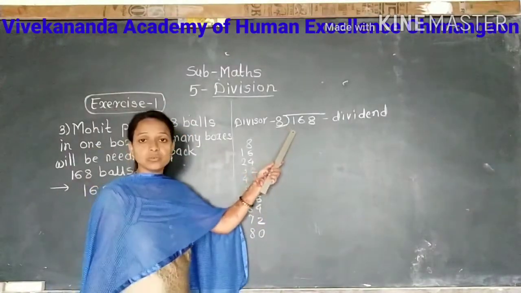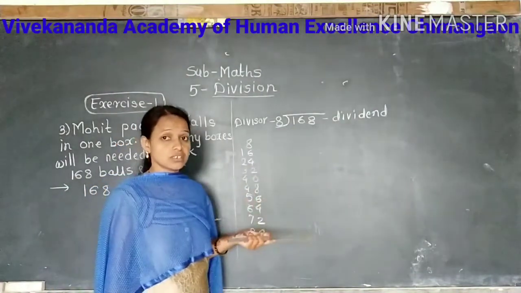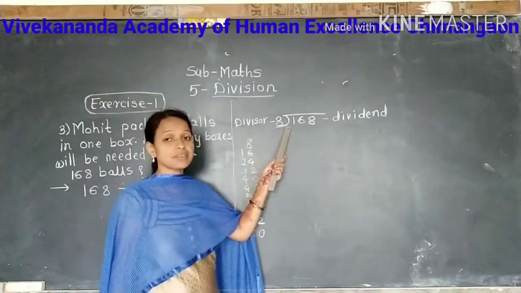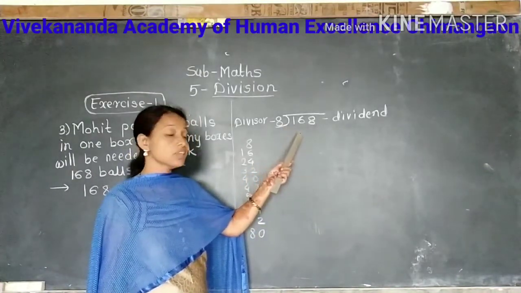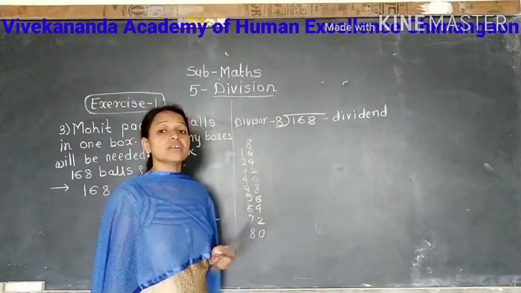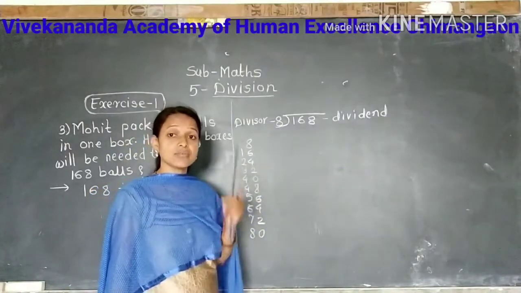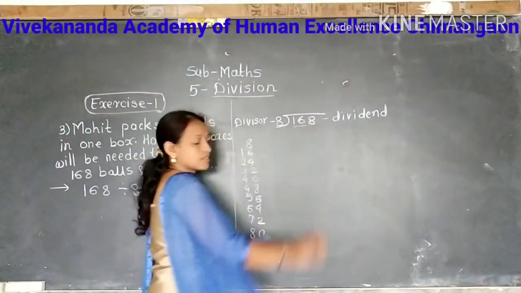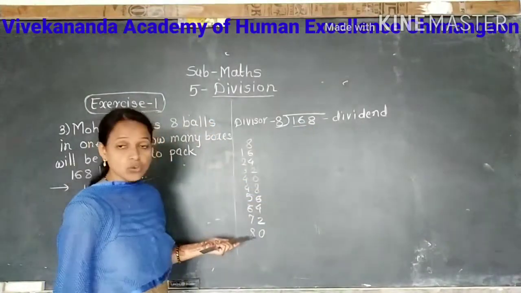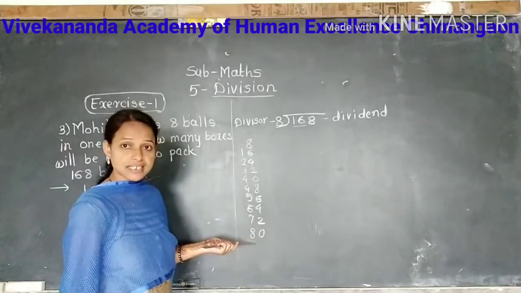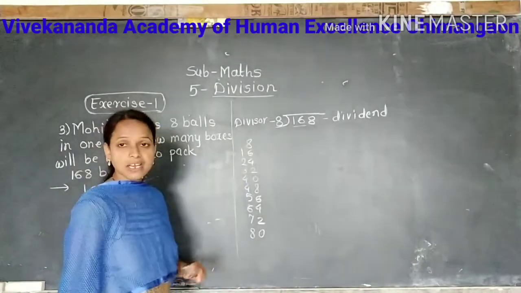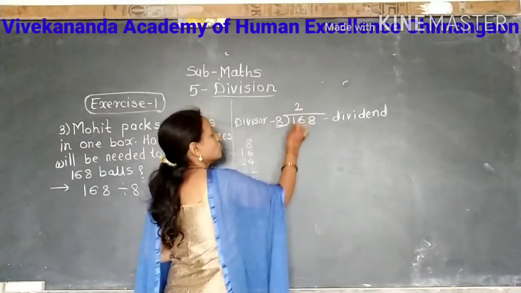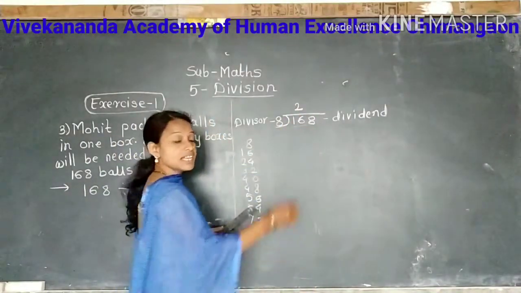Okay, now first you have to start from the leftmost digit, but here the leftmost digit is 1. Okay, and 1 is less than 8. So here we have to choose the leftmost first 2 digits, 16. If you observe this table, you will understand that 16 is a multiple of 8. 8 twos are 16. So the quotient will be 2. Okay, 8 twos are 16.